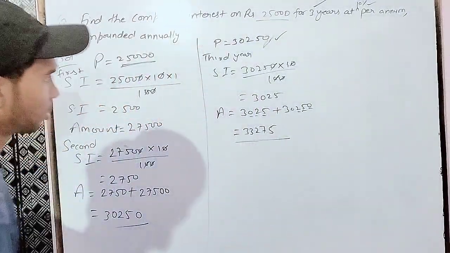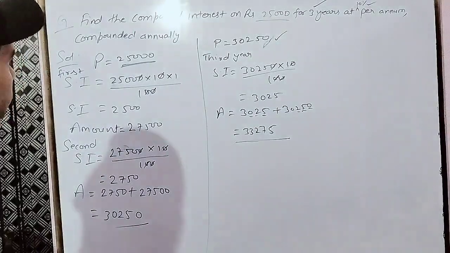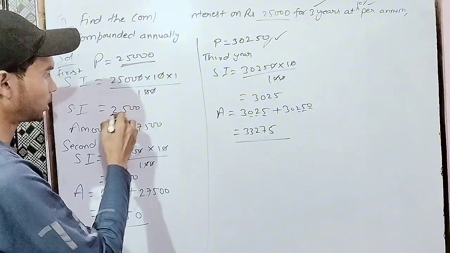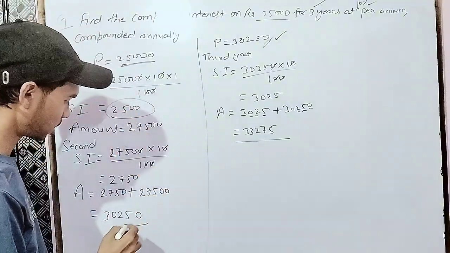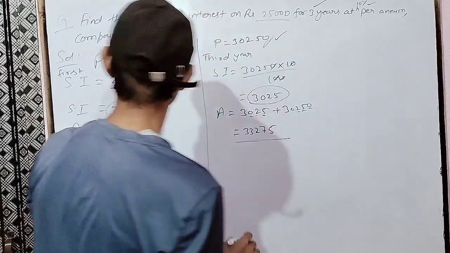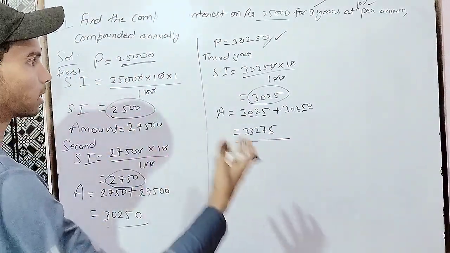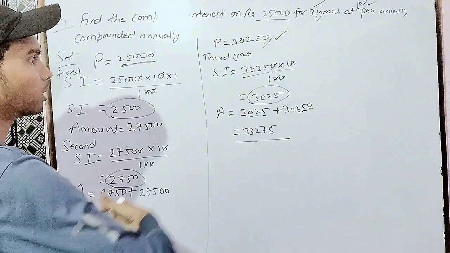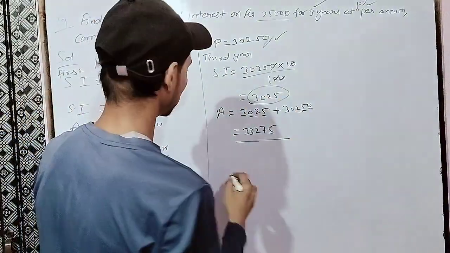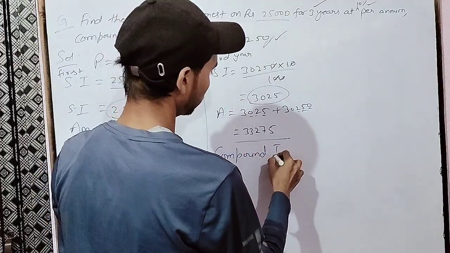Now, 3 years, how much compound interest? This is the first interest, this is the second, and this is the third. When these 3 simple interests are added together, it will be the compound interest for 3 years.